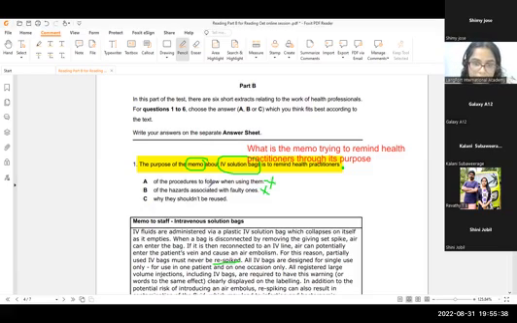The purpose of the memo about IV solution bags is to remind health practitioners why they shouldn't be reused. Right? They have asked us again and again why they shouldn't respike it. So respike, reuse. So the answer is C.